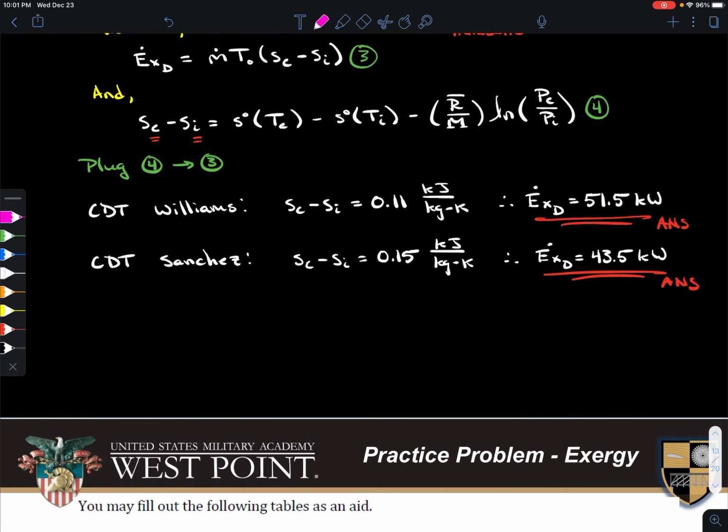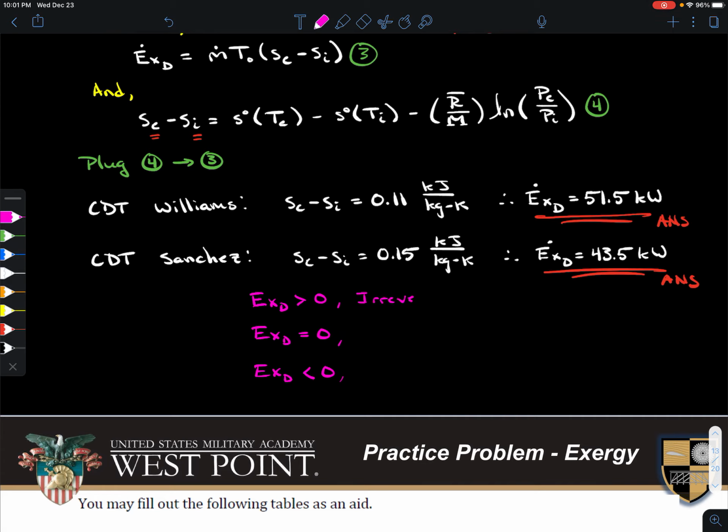Something I want to call out before we move on, recall that if exergy destruction is greater than 0, we have an irreversible process, if I can spell, irreversible. If exergy destruction is equal to 0, we have a reversible process. If exergy destruction is less than 0, we have an impossible process.